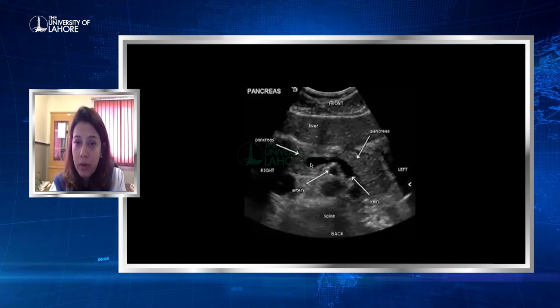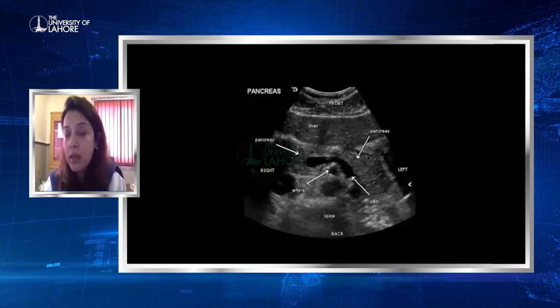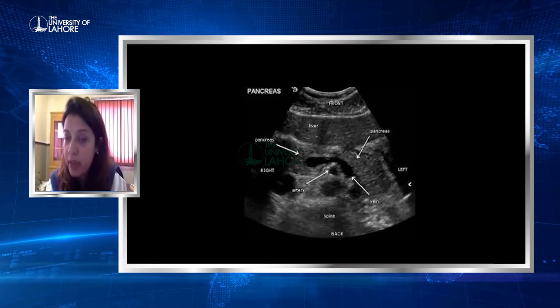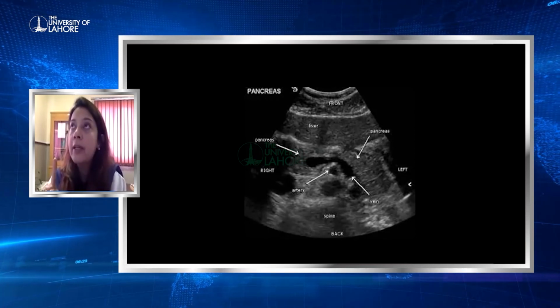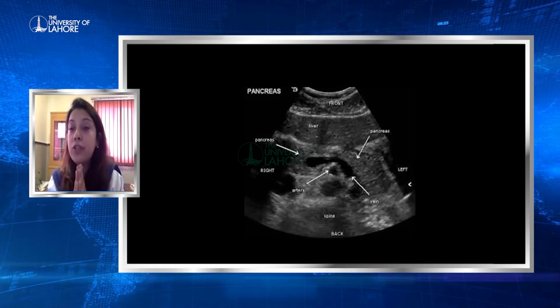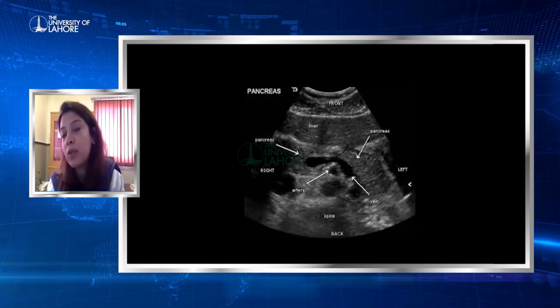Okay, sorry. So again, what is the usefulness of ultrasound? It is very easily available. It's a cheap investigation. It's ionizing radiation free. So the best part is it's ionizing radiation free, but a little bit of a pitfall is that it depends on the patient's body habitus.